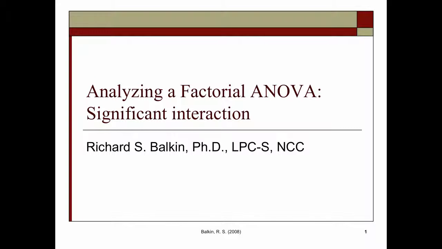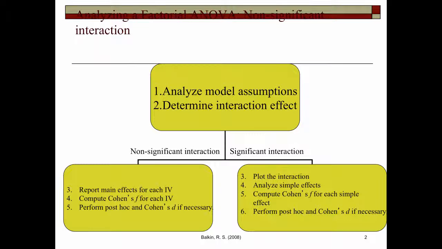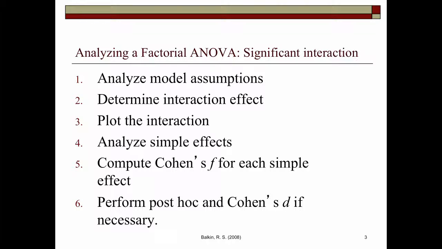This lecture examines a factorial ANOVA with a significant interaction. Recall that when we looked at a non-significant interaction, we went down the left side of the flow chart. Now we're going to go down the right side of the flow chart. As we go down the right side, we include the following steps.